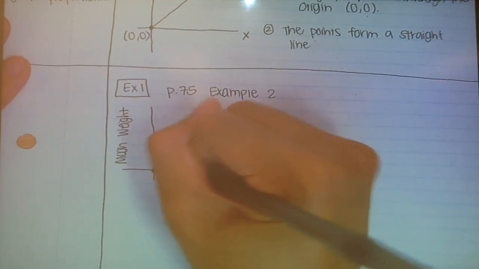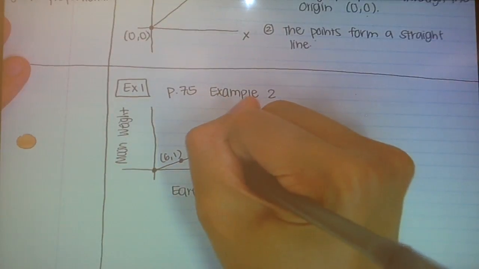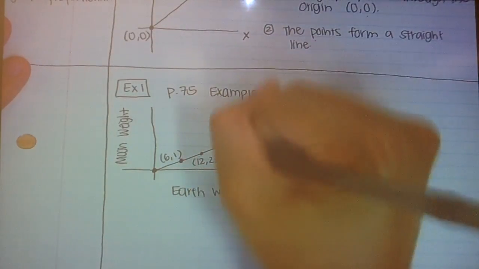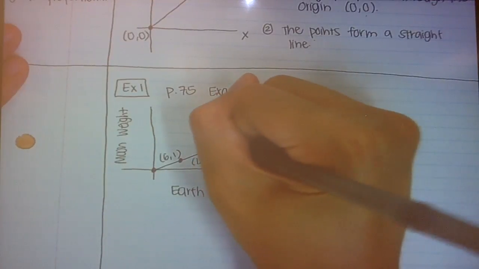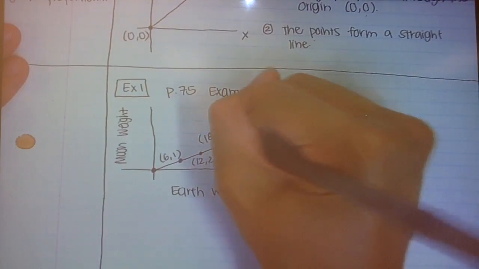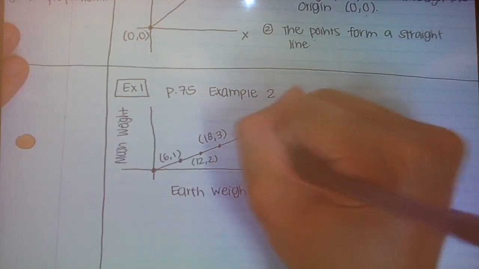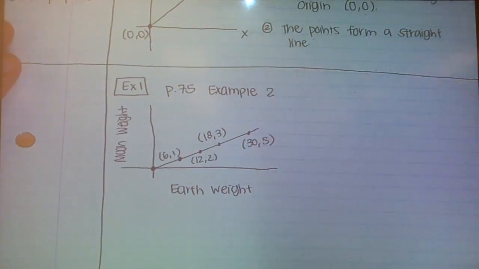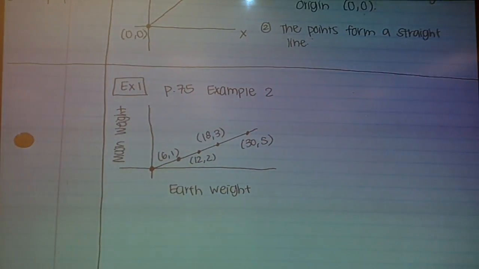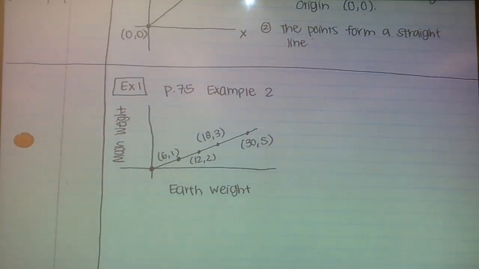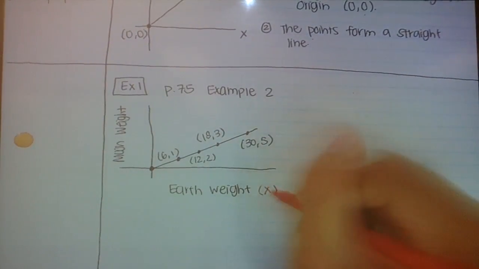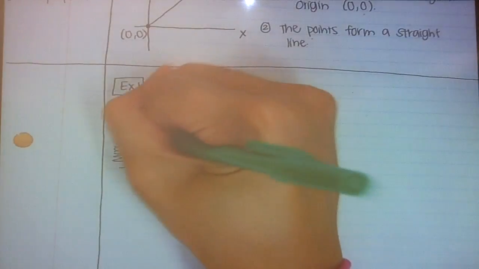Here I had 6, 1, and 12, 2. I had 18, 3, and I had 30, 5. Remember, this is the x-axis and the y-axis.